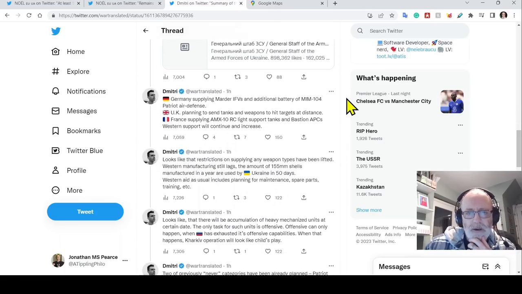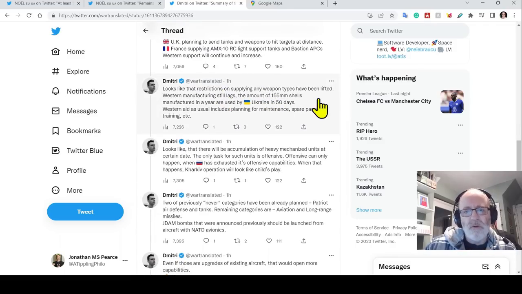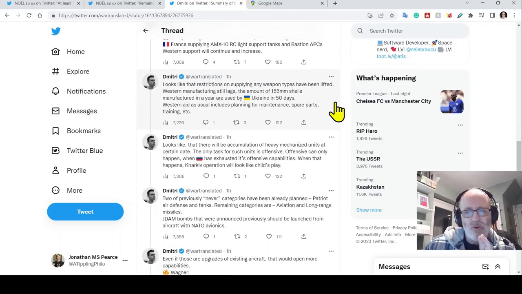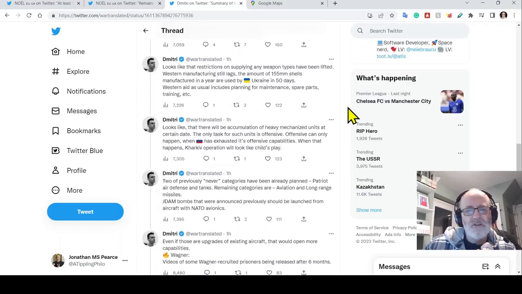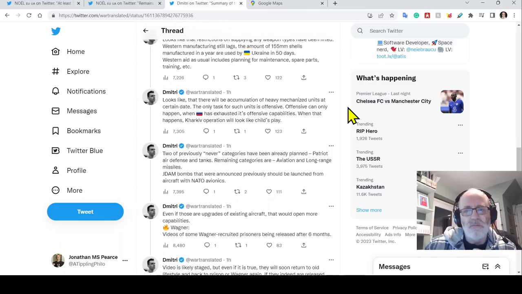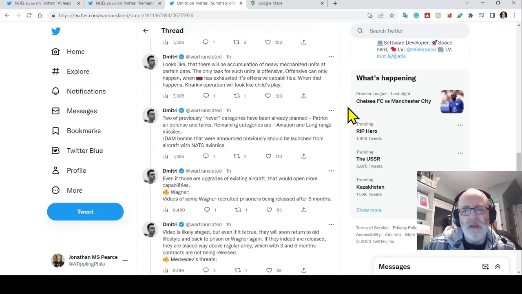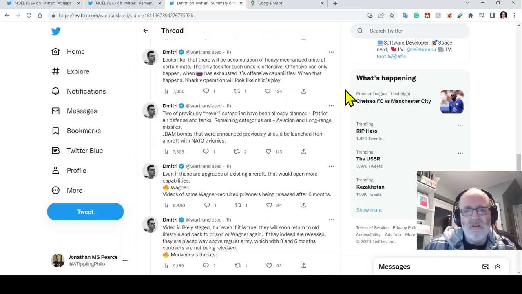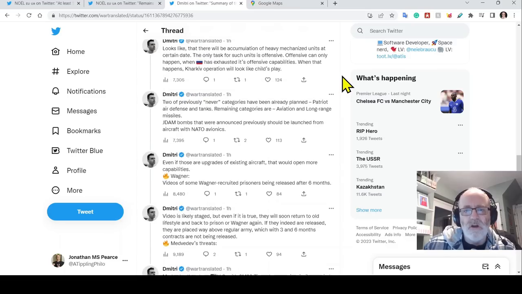So yeah, going further forward, looks like the restrictions on supplying any weapon types have been lifted. Whoa. So Western manufacturing still lags. The amount of 155mm shells manufactured in a year are used by Ukraine in 50 days. Western aid, as usual, includes planning for maintenance, spare parts, and training. Looks like there will be accumulation of heavy mechanized units at a certain date. The only task for such units is offensive. Offensive can only happen when Russia has exhausted its offensive capabilities.